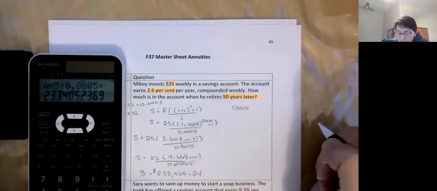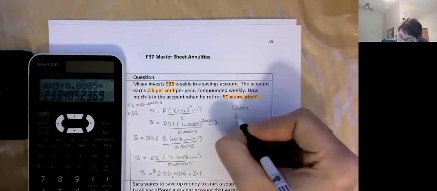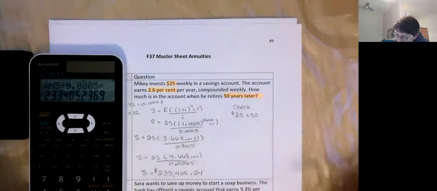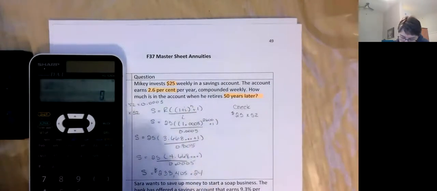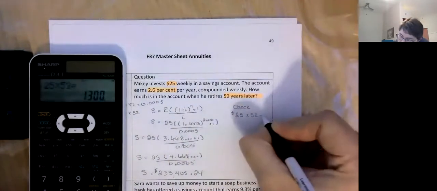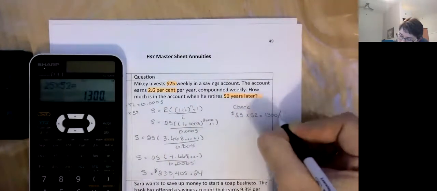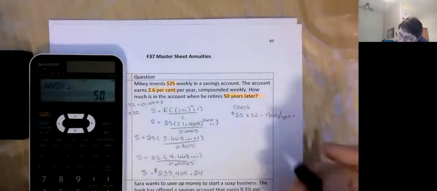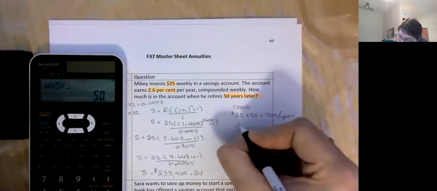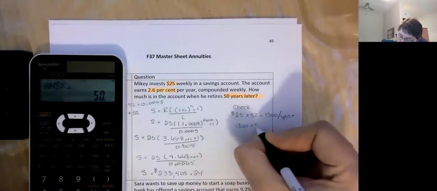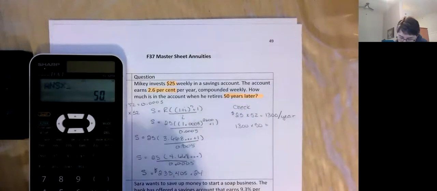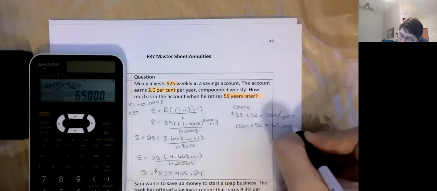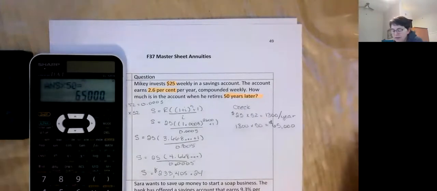I'm going to do my quick check. All right, $25 a week times 52, 25 times 52, is 1,300 a year, times 50 years is $65,000.